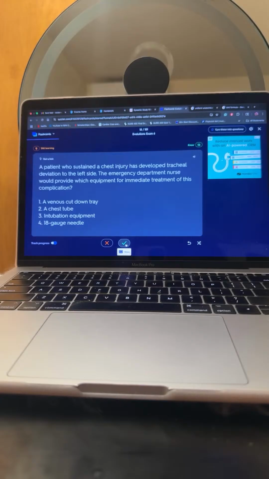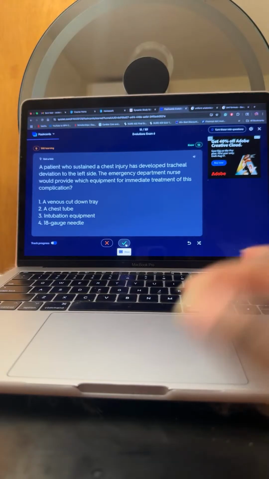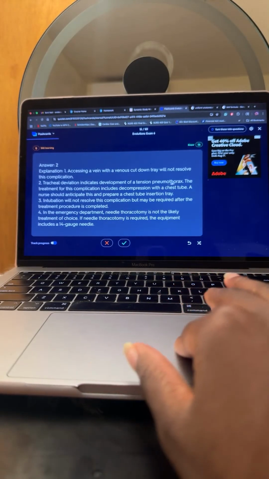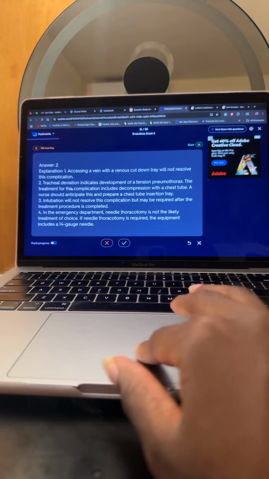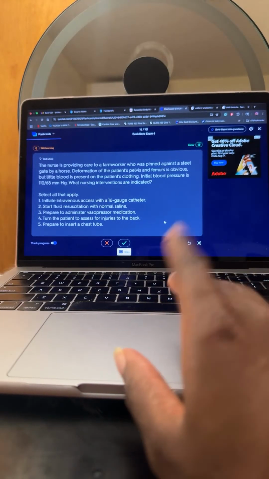A patient who sustained a chest injury has developed tracheal deviation to the left. The emergency department nurse would provide which equipment for immediate treatment of this complication? So chest injury with tracheal deviation means we have a tension pneumothorax. To treat a tension pneumothorax, we're going to use a chest tube. So it's two. Tracheal deviation indicates development of a tension pneumothorax. The treatment of this complication includes decompression with a chest tube. Couldn't have said it any different.